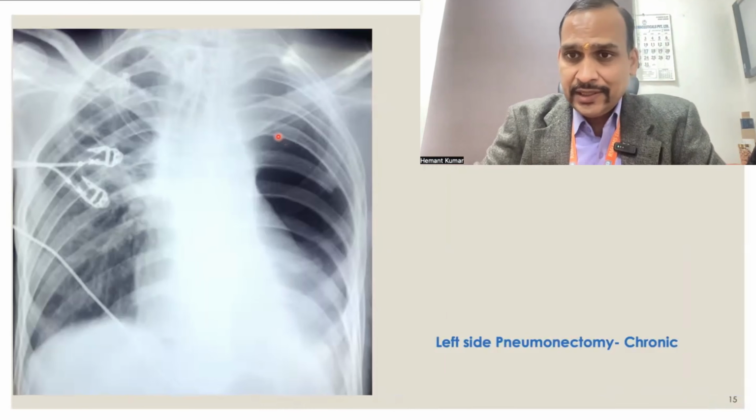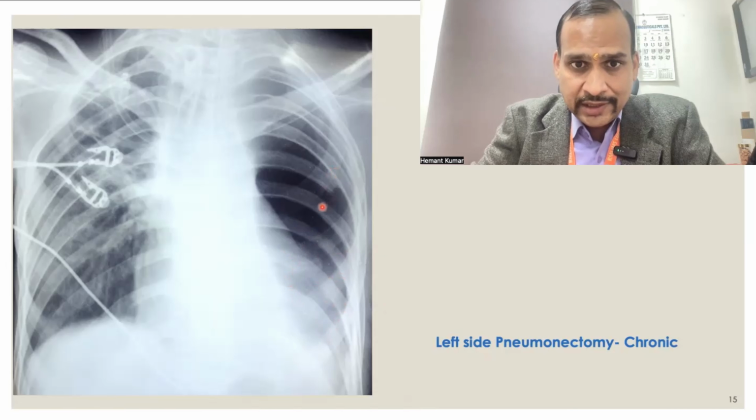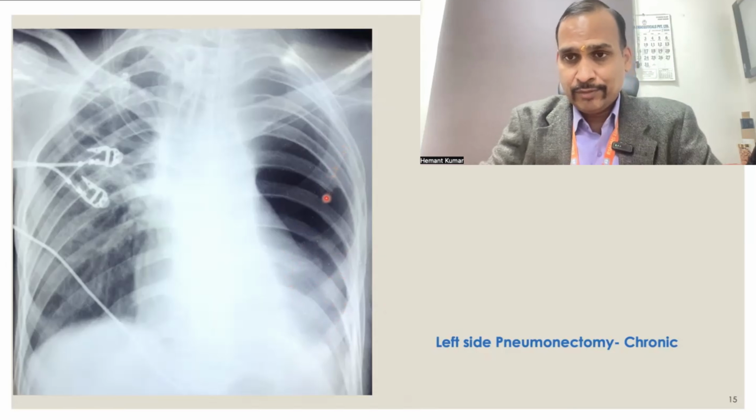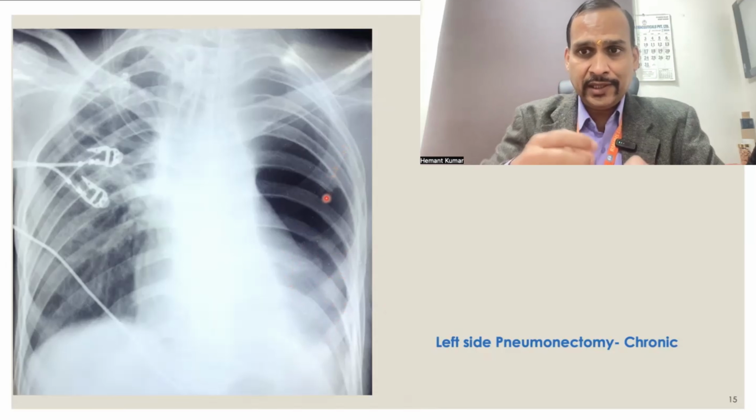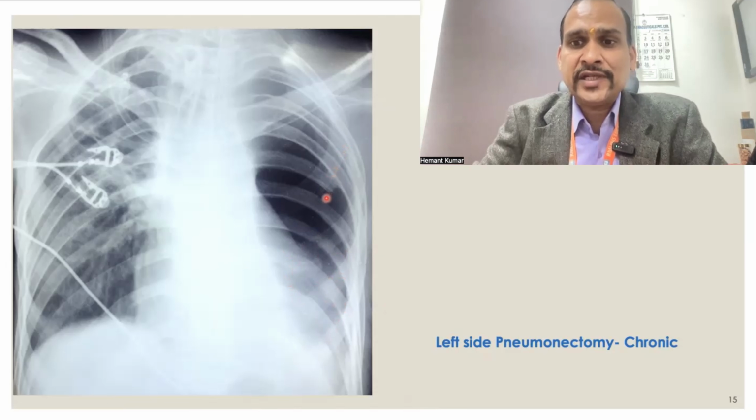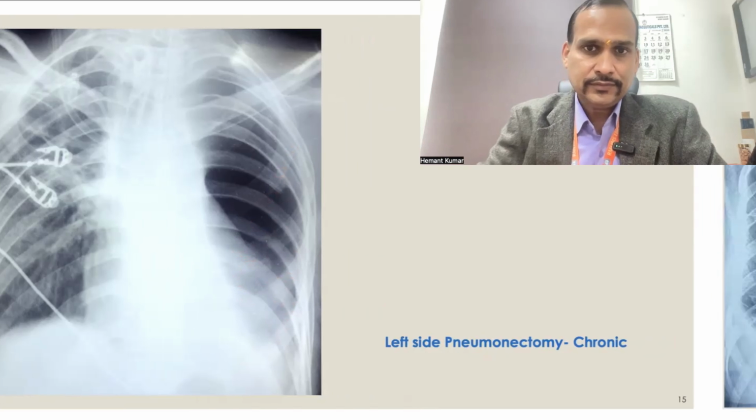Now a similar patient after a few months, when there is fluid absorption. Here you can see there is no fluid. So this is again left side pneumonectomy, but it is chronic, and you can see there is a broken rib also because during surgery they have cut the rib and removed the lung. So this is left side pneumonectomy, chronic one.